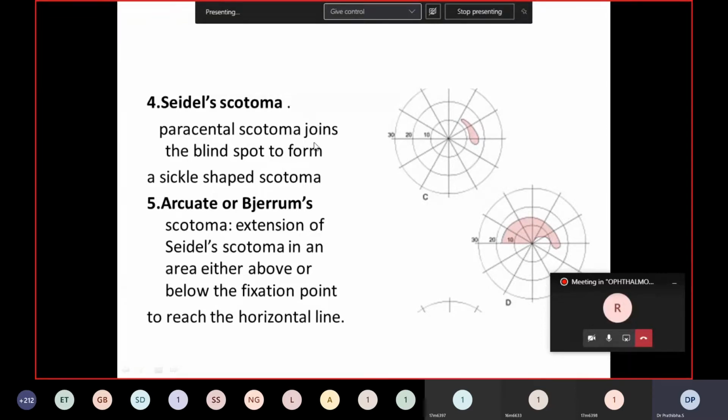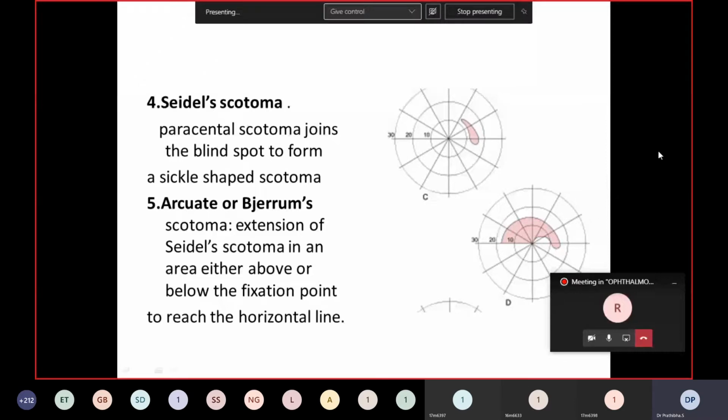Next, moving on to what is Seidel scotoma. Just paracentral scotoma, sorry, this I directly moved to Seidel scotoma. Before that, there is a blind spot because of the optic disc. Next to that blind spot, one small spot appears, that is the scotoma appears, that is called paracentral scotoma. After that, if this paracentral scotoma joins with the blind spot, it forms a sickle-shaped scotoma. Scotoma means a non-seeing area. I think you already know about it, in physiology you would have learned. So there will be a sickle-shaped scotoma here. This is one of the visual field defects, called Seidel scotoma.